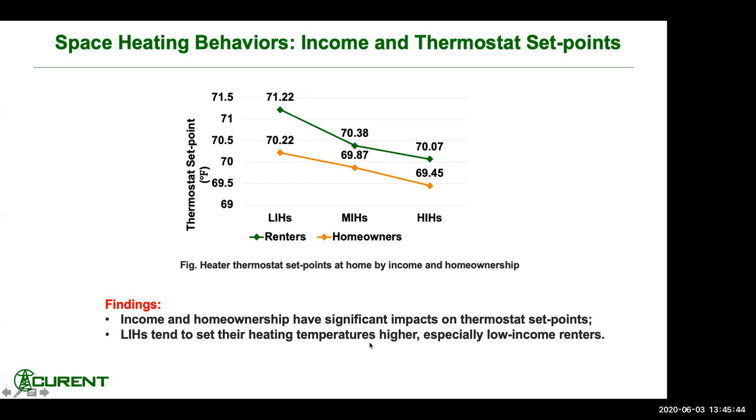So it's kind of double barriers. You are not only low income, you are renters. So most people still set higher temperature. So they're going to pay more in terms of this heating and cooling. Cooling was all the same. We did cooling and heating behavior.